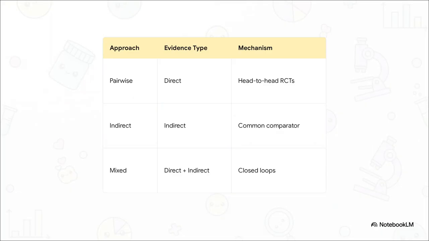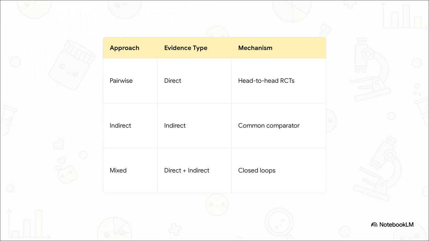To really grasp why we need this, we have to start with the fundamental limitation of standard pairwise meta-analyses. Pairwise analysis is fantastic, but it's inherently restricted to direct evidence. If you have drug A and drug C, and they have literally never been tested in the same trial against each other, a standard pairwise approach leaves you clinically blind. Network meta-analysis, or NMA, is the solution.